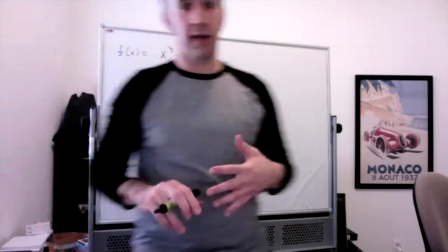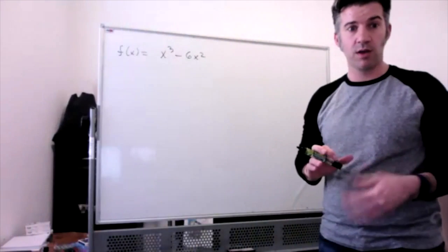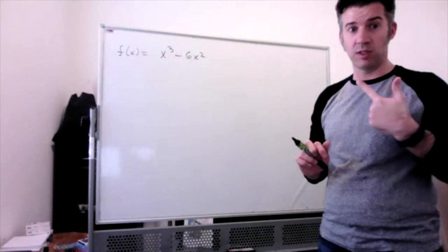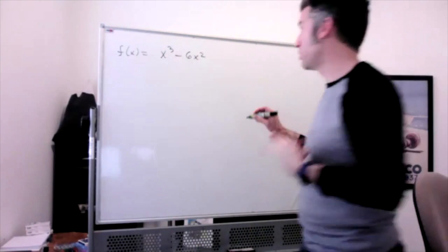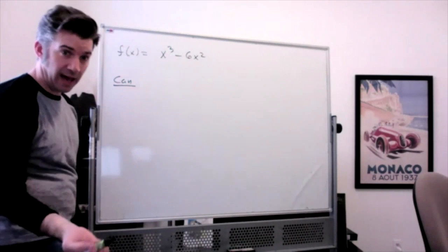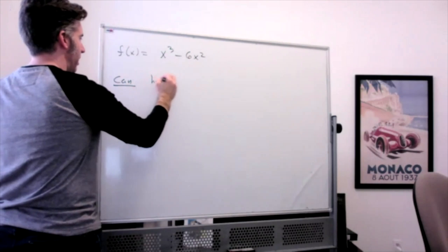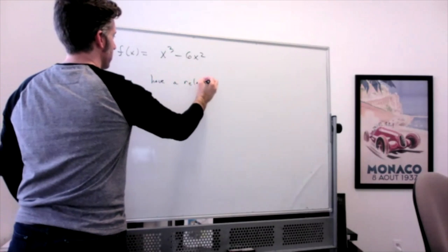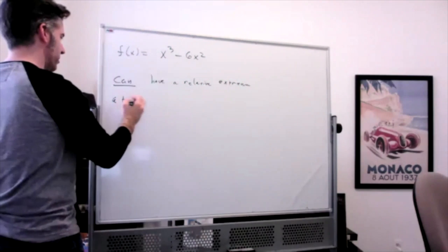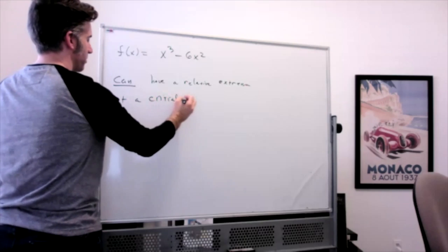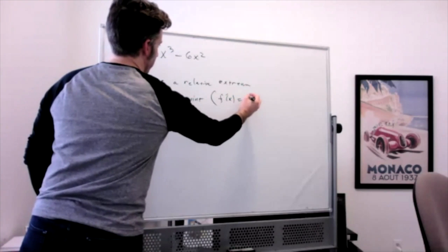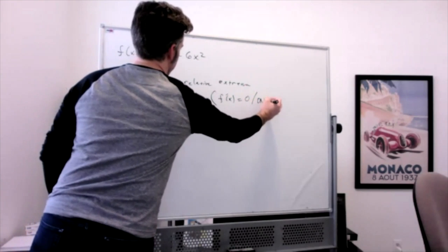A function can have a relative maximum or a relative minimum where the derivative is either 0 or the derivative is undefined, as long as the original function is still defined. In other words, f of x can, but doesn't have to, have a relative extrema at a critical point. And a critical point is where the derivative is equal to 0 or is undefined.